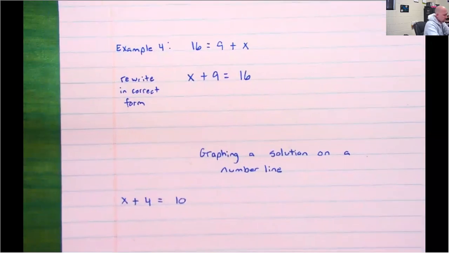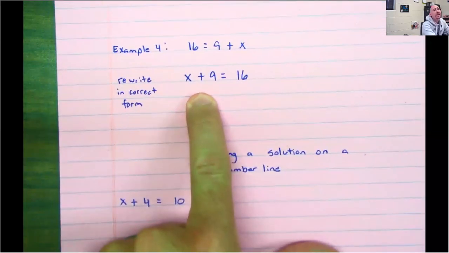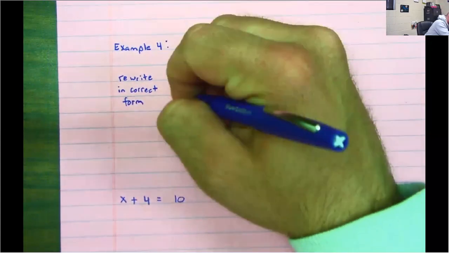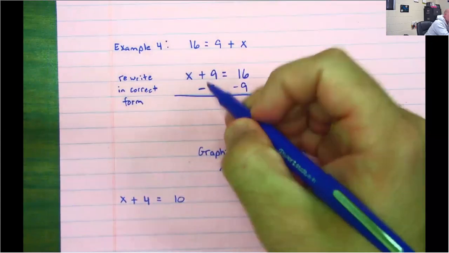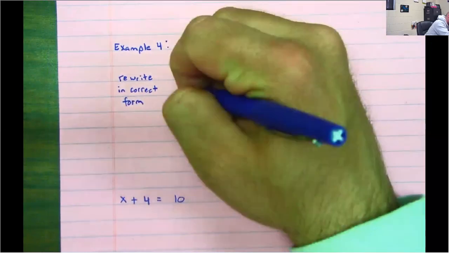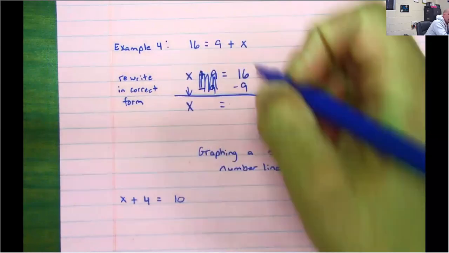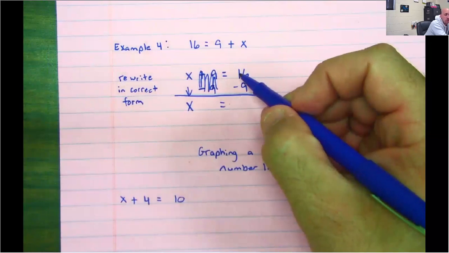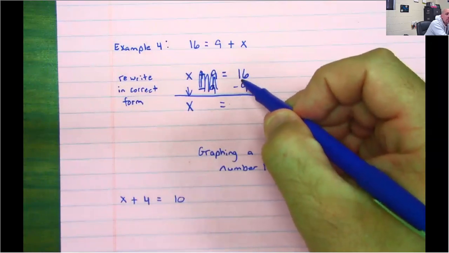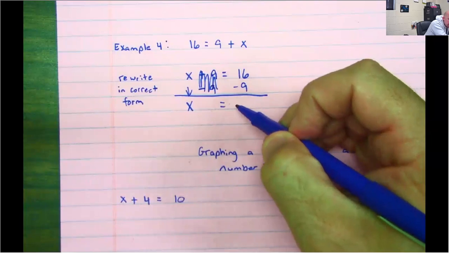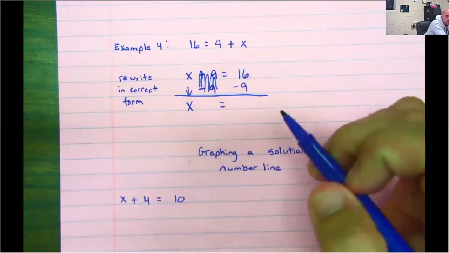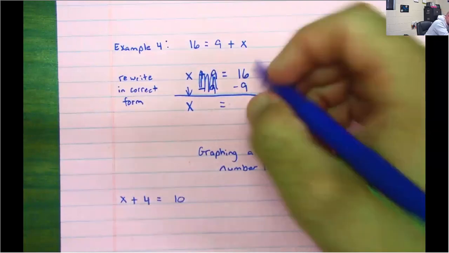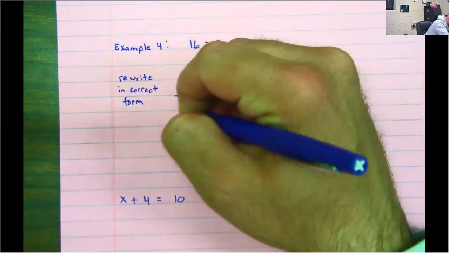All right, now we can solve it. The inverse of adding 9 is to subtract 9. 9 take away 9 is a zero pair, goes away. x comes down. Signs are different, so we're going to keep the sign of the larger number. 16 is larger, so my answer is positive because it is positive. And now subtract the numbers. 16 take away 9 is 7.